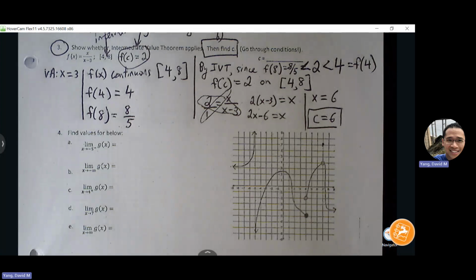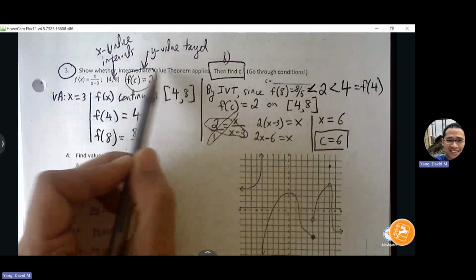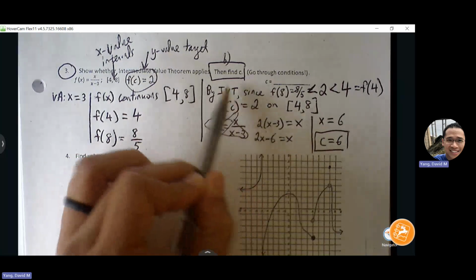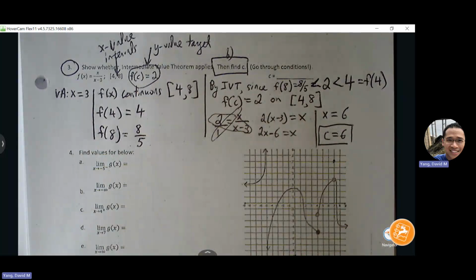So there's two different answers. Different answers, like the one where we say IVT applies, and the second answer is we find 6. Yeah, so it says show whether IVT applies. That's basically this statement. Finding C is the algebra that you can use to solve for that X value.